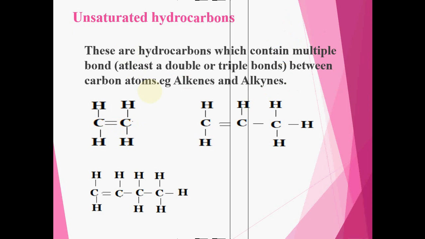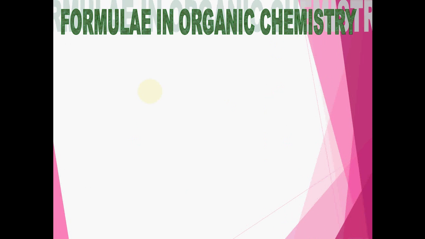Now I want us to get some understanding about the formulas that we use in organic chemistry. So the formulas that we use in organic chemistry: number one, we have to understand the empirical formula. Number two, we have to understand the molecular formula. Number three, we have to understand the structural formula or the spread formula. And the last one, we have to understand the condensed formulas.